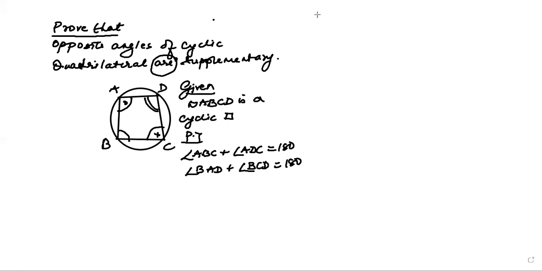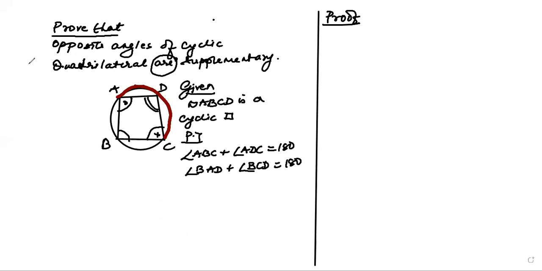Children, very simple proof. Once you have learned it, you cannot forget it. Now look here. Look at this angle ABC which you want first. When I look at this angle ABC, what I realized is that this angle ABC is an inscribed angle. And naturally, arc ADC is its intercepted arc, okay?